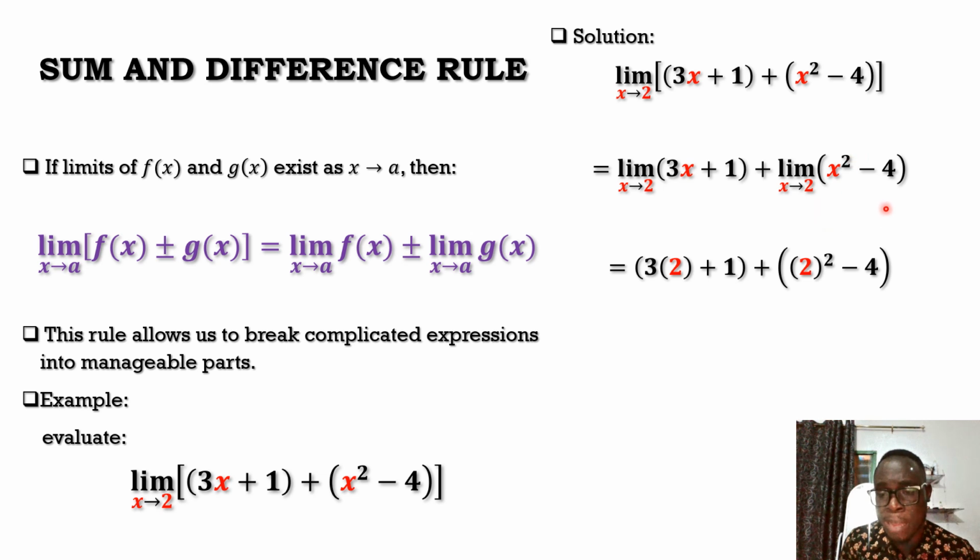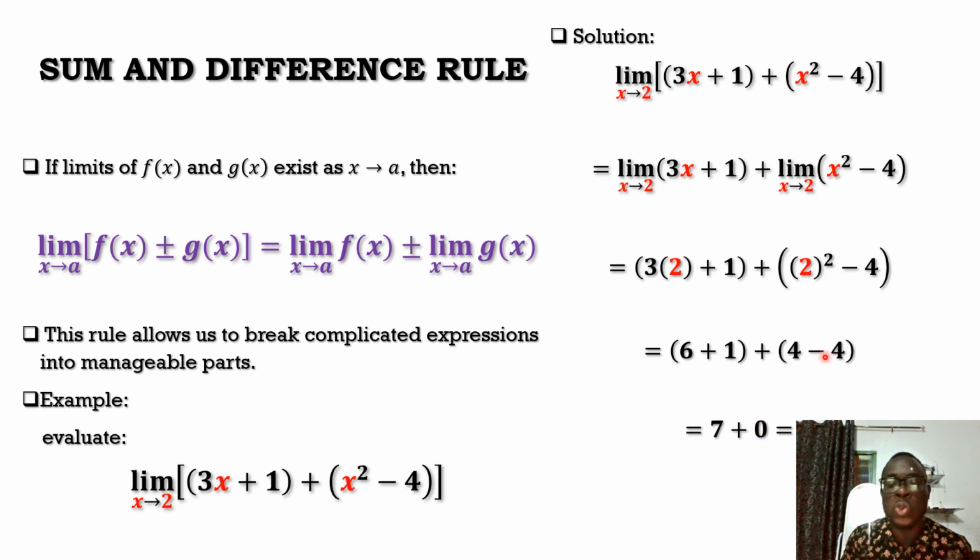Then repeat the same thing for the next function here. We have x as 2, 2 squared minus 4. Then 3 times 2 plus 1 will be 6 plus 1. Then 2 squared is 4, 4 minus 4. Then we end up with 7 plus 0, which is equal to 7. So the limit for this particular function is equal to 7.